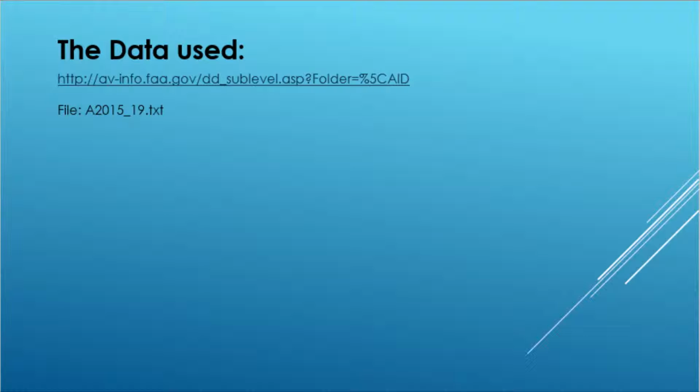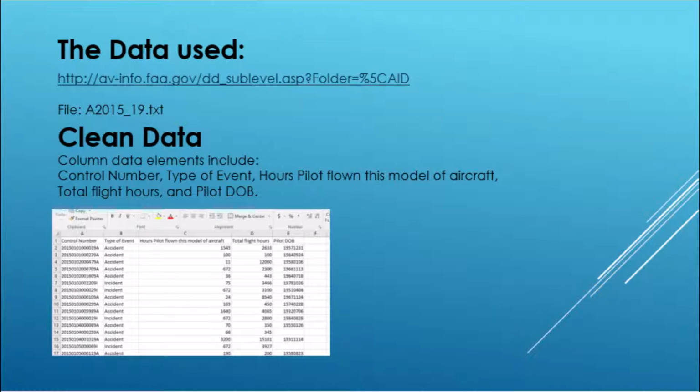This presentation required data to be cleaned and analyzed from a file source provided by the course. The data used for this presentation is from the FAA website, text file A2015_19. This file collection is of data from accident and incident reports from 2015 to 2018. This file had hundreds of columns and thousands of rows.